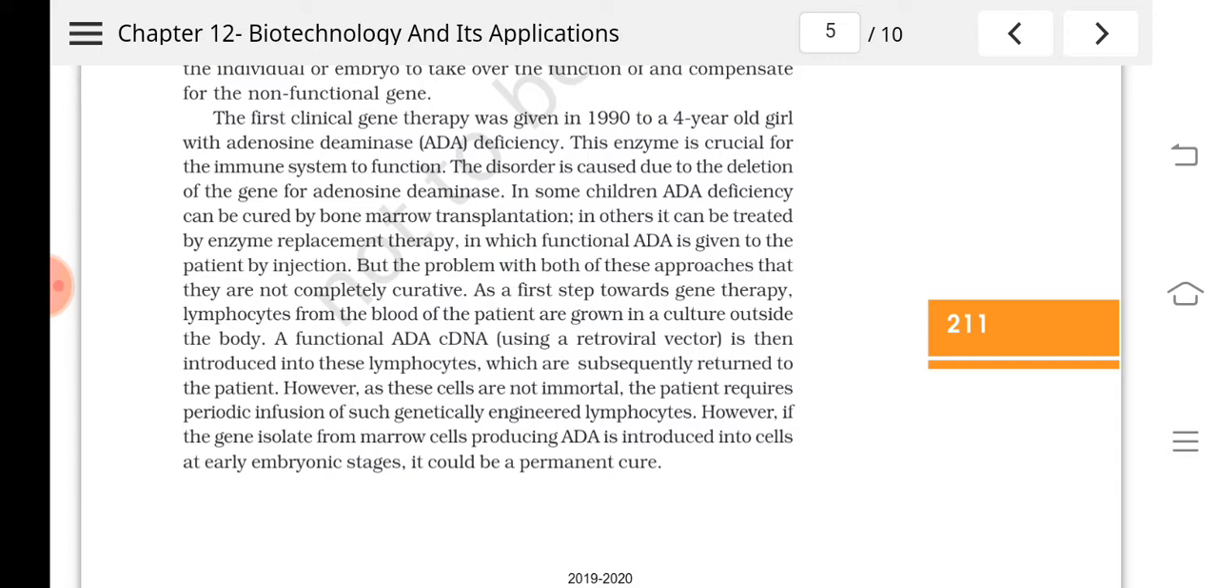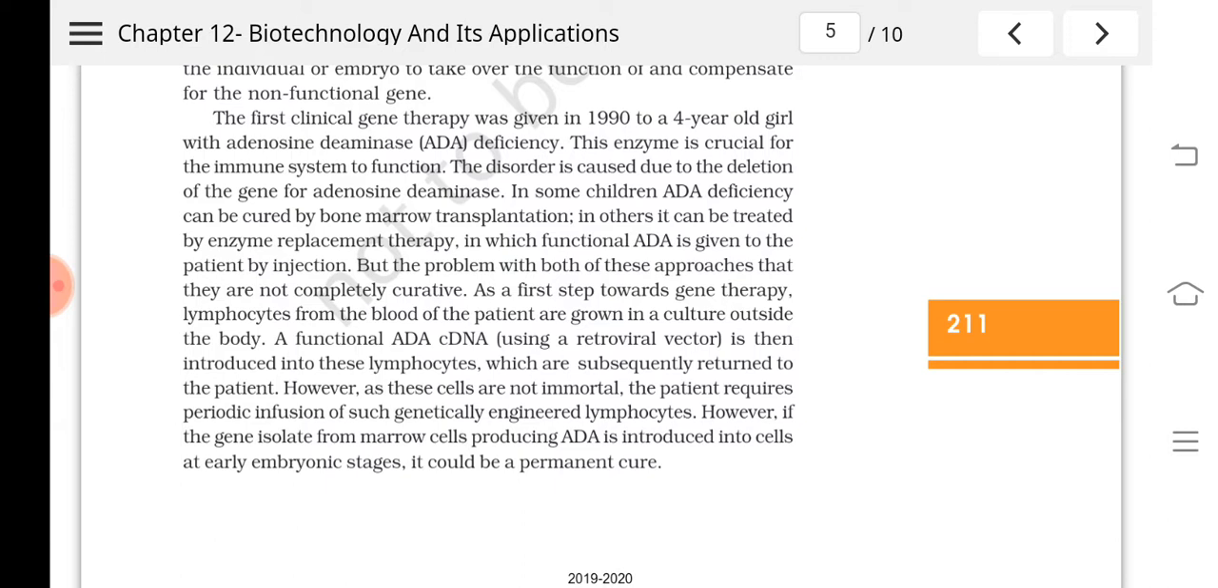Understood? Into the lymphocytes. Lymphocytes are what? WBCs. WBCs will be taken out and grown in a culture outside the body, and then what we do is we introduce this gene into the lymphocytes. Okay, and then these lymphocytes will be returned to the patient.